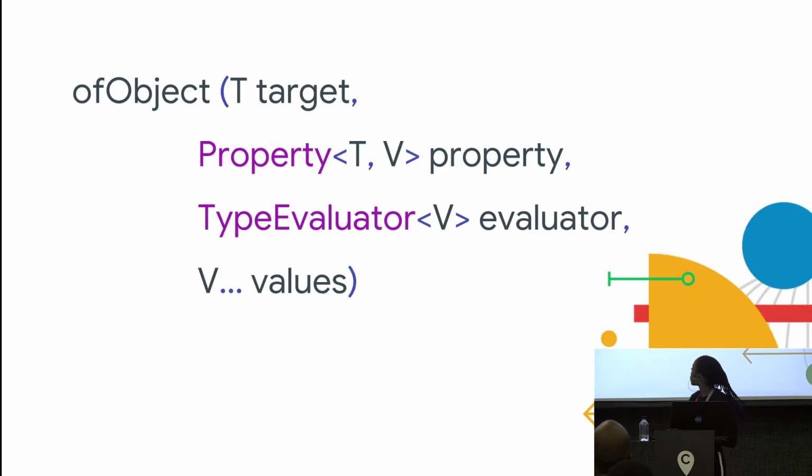And that's how we get that little animation playing. So, yeah, this is the method that I used. You can see its definition, which is the target, the property, the type evaluator, which is the ARGB evaluator, and the values it should animate in between.